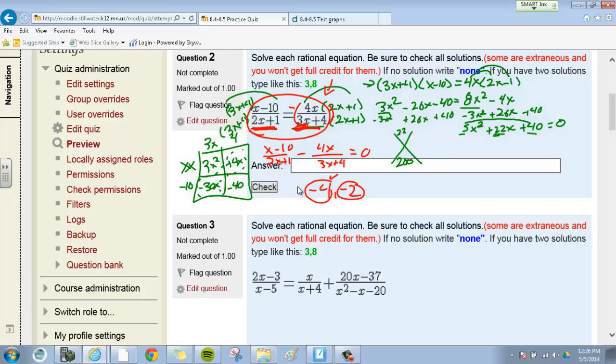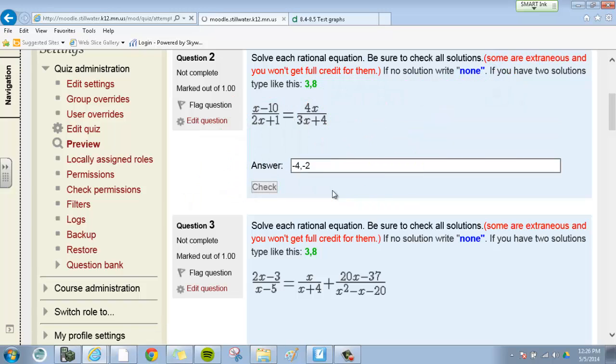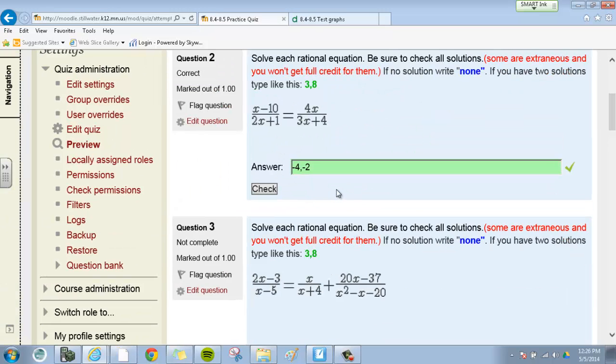Well, we'll never know. But I know that it's -4 and -2. I'll have to give that another shot. Maybe I didn't do it wrong. Let's see. -4, -2. Check that. There we go.